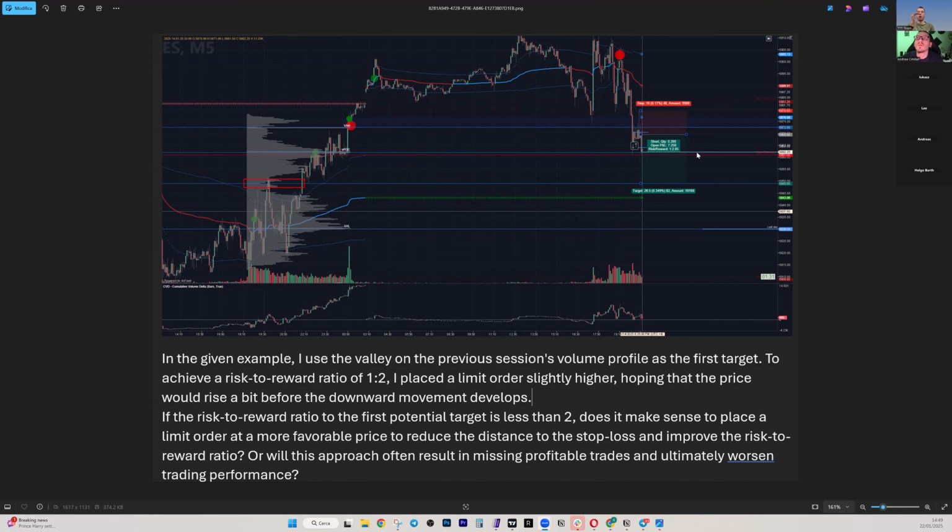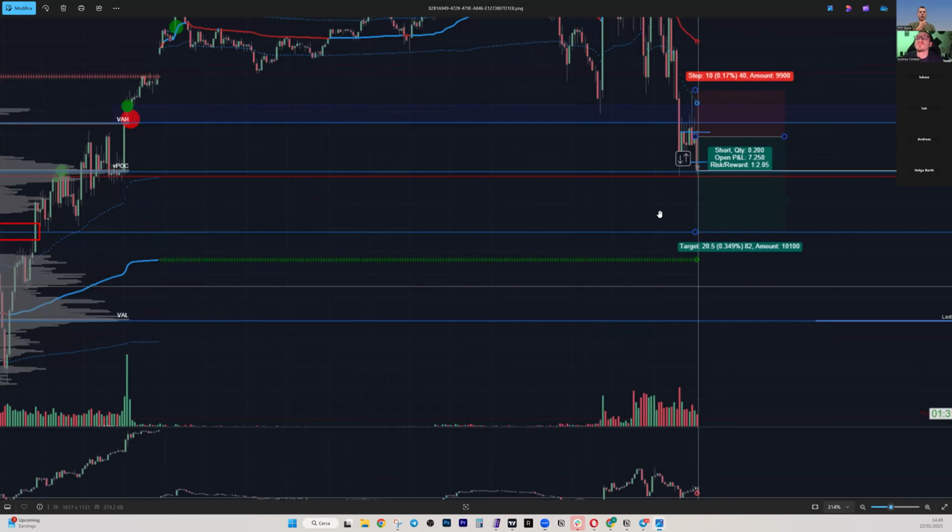You have a business zone or you have a low volume area, and you don't get a risk to reward setup of 1 to 2, then you don't have a setup and then you don't trade. So it does not make sense to just place a limit order at a more favorable price.